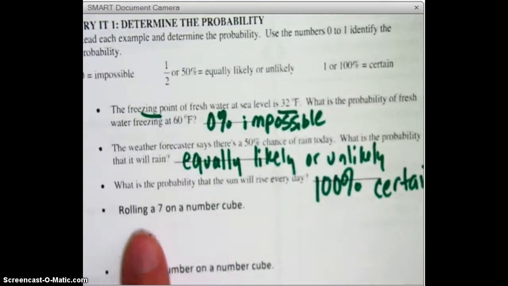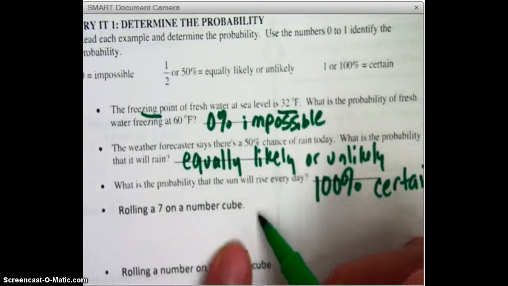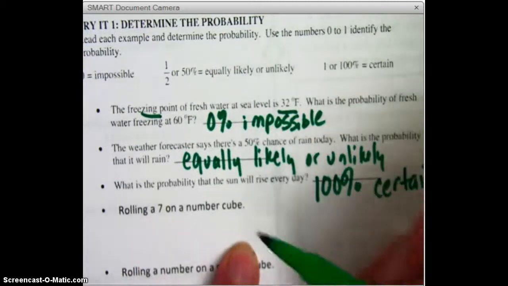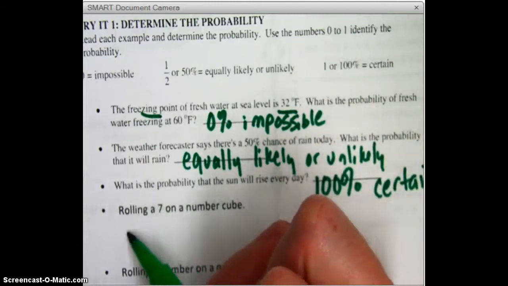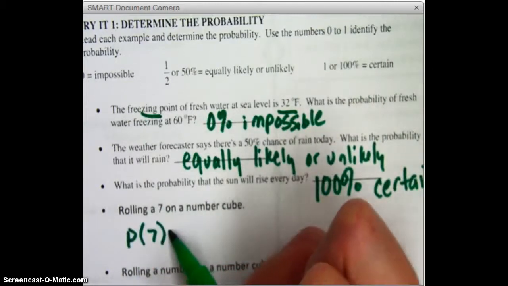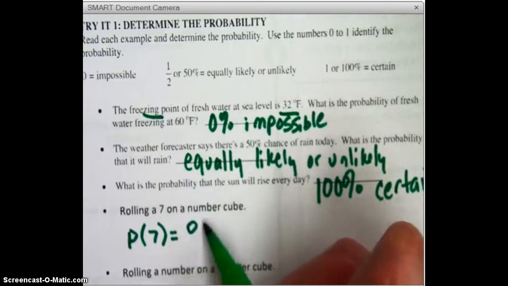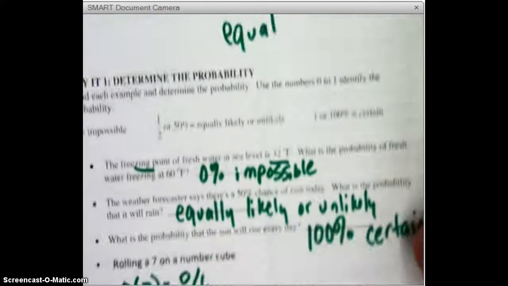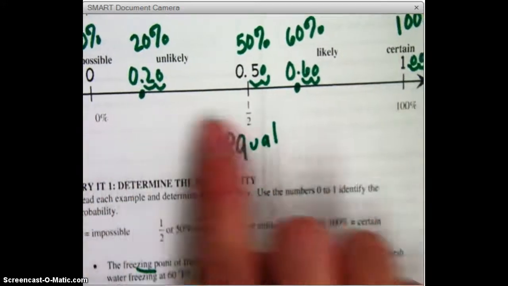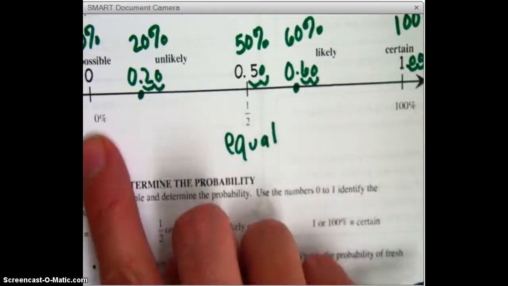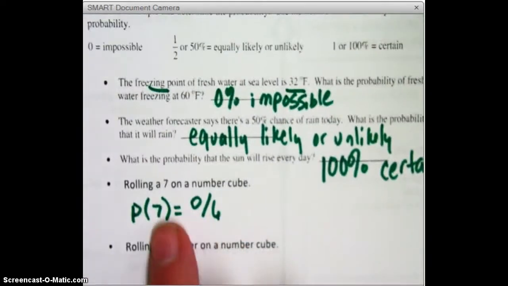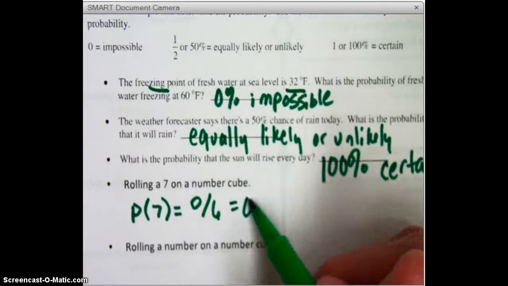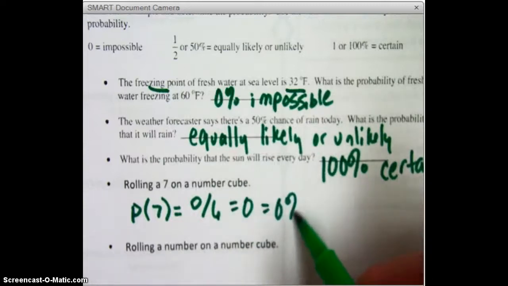Rolling a 7 on a number cube. On a number cube, which is like a dice, you have 1, 2, 3, 4, 5, 6. So there's 6 sides numbered 1 through 6. So the probability of rolling a 7 on a number cube, there's a 0% chance, 0 out of 6. So just like on here, you have the decimal and you have the percent. You always start off with the fraction probability, and you'll learn this more in the next video. Probability always starts off with a fraction. So there's a 0 out of 6 chance that you'll roll a 7. 0 divided by 6 is 0, which is your decimal, and that's also your percent, 0%.